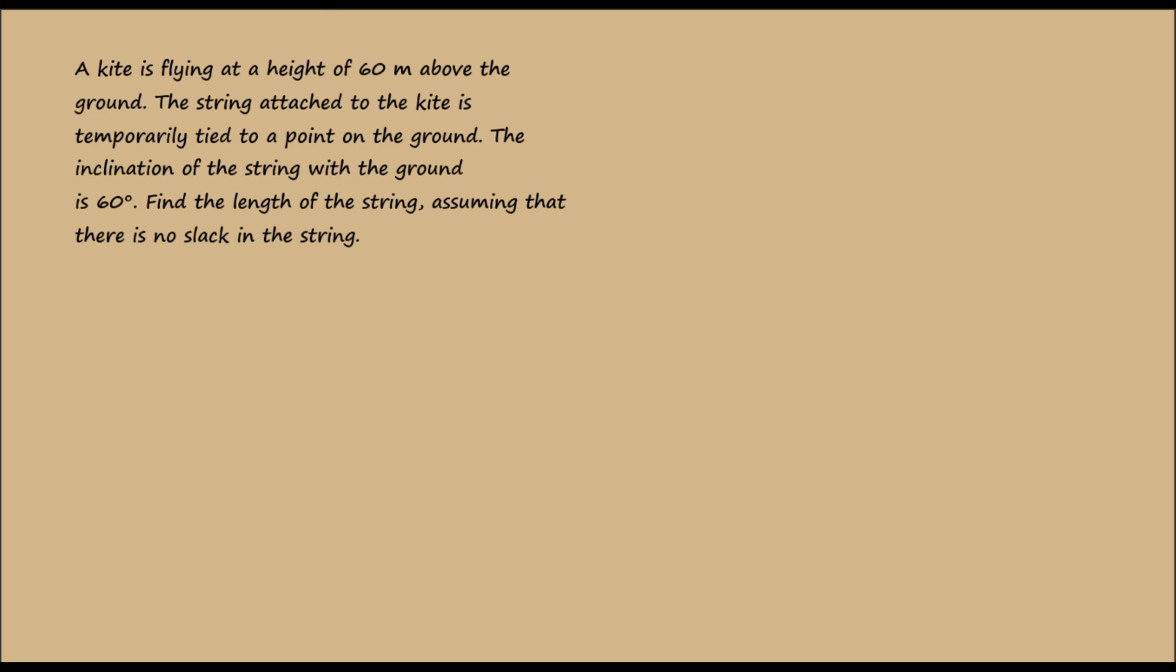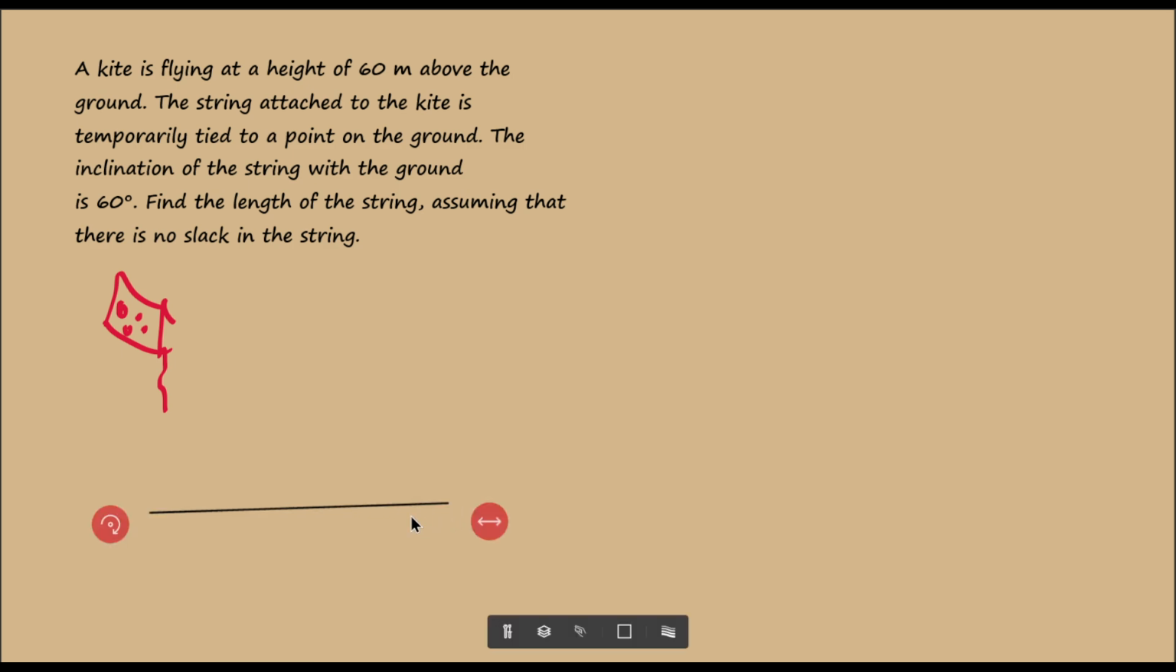So we have a kite here, right? There is a kite which is flying above, and it said that the kite is 60 meters above the ground. So let me draw a perpendicular from the ground. So this is the ground, right? Let me draw the ground here. So this is the line which represents the ground, and the kite is at a 60 meters distance from the ground. So this line here stands for 60 meters.